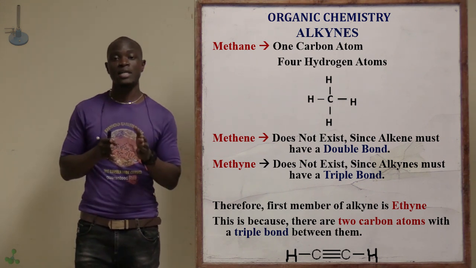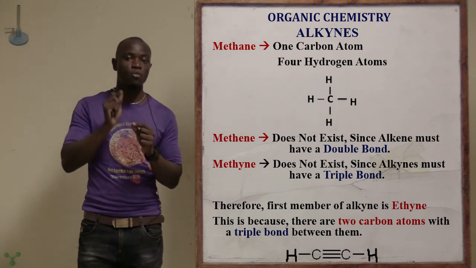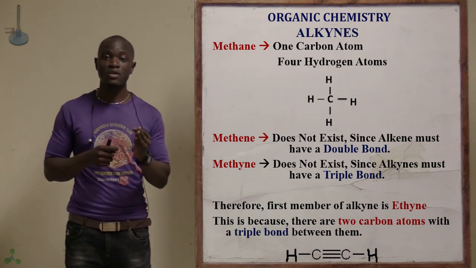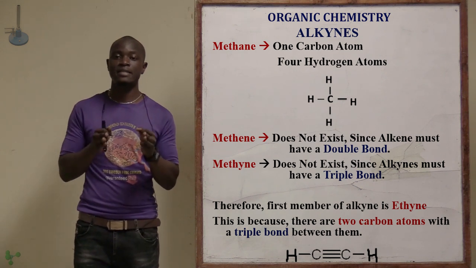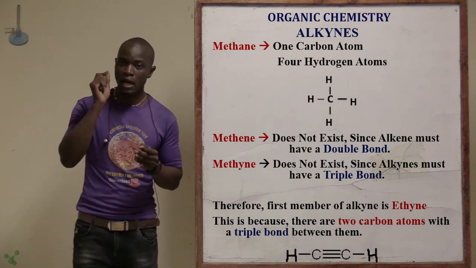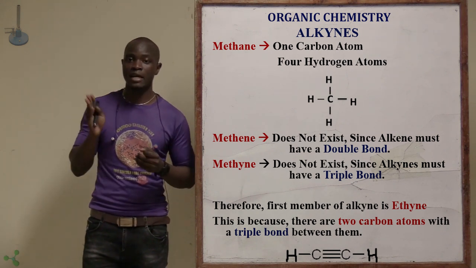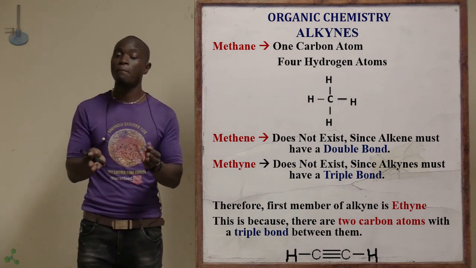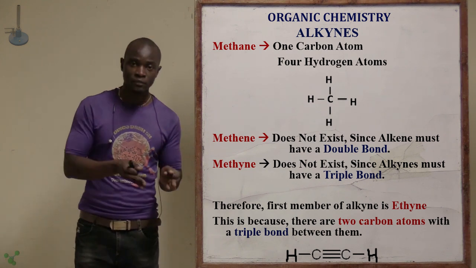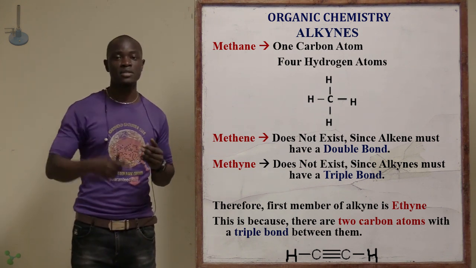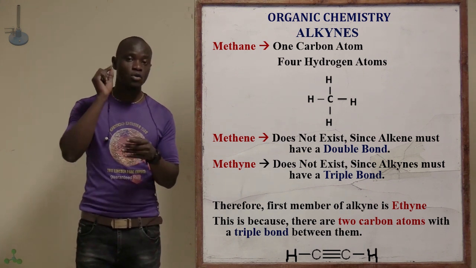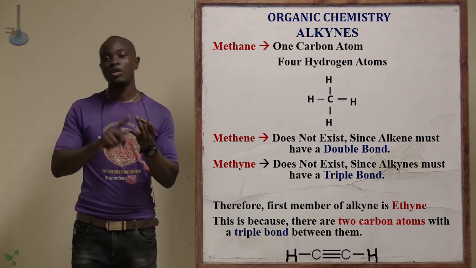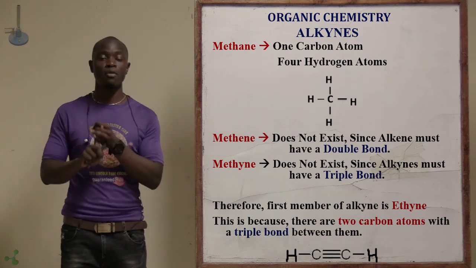But hydrogen has a valency of 1. It can only accommodate 1 more electron. So it cannot form 3 bonds because hydrogen automatically is at its maximum, meaning that it can only accommodate 1 other electron from any other atom. This means that a single carbon cannot form an alkyne because hydrogen cannot accommodate the 3 electrons needed for the alkynes. It can only accommodate 1 electron. And for this reason, we don't have a methyne, because of the limitations brought about by hydrogen.